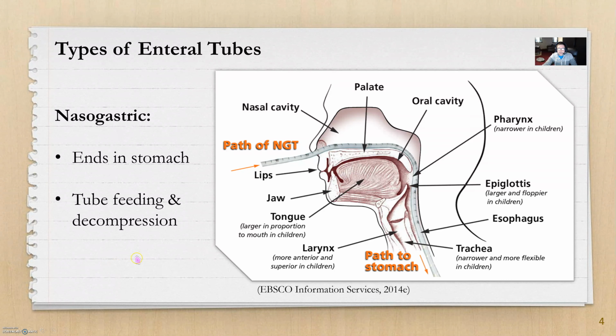So the nasogastric, this tube goes through the nares and it goes down through the esophagus, behind the epiglottis, and down into the stomach. The main reason for using the nasogastric tube is for tube feedings and decompression.